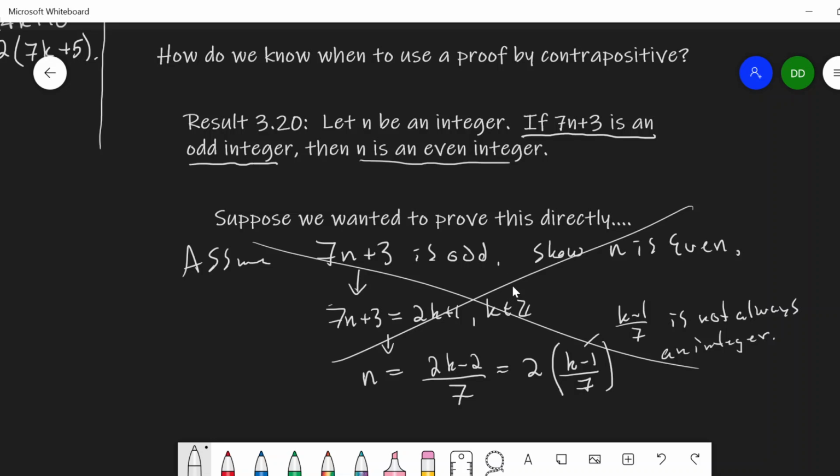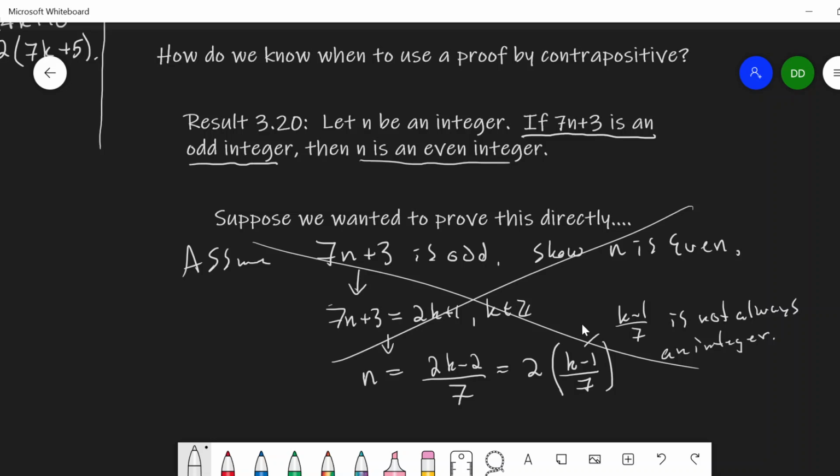The idea here is that we don't have enough leverage on 7n plus 3 being odd. We could prove this one directly if we use a proof by cases argument, which we'll get to next. But really, it's just not feasible. So you can try it directly.